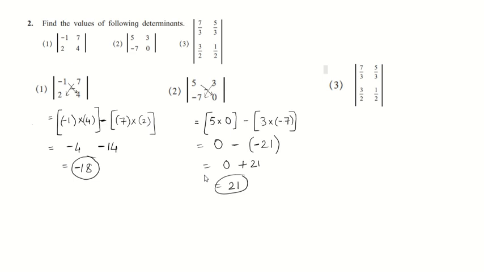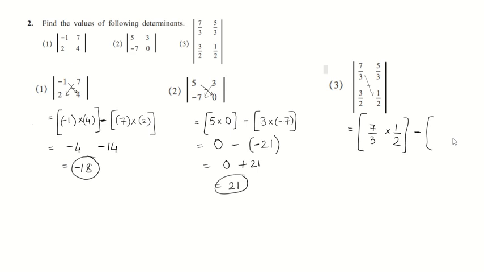Solving the third one. Let's solve this one. It is equal to 7 upon 3 into 1 upon 2. Take this in a bracket. Minus 5 upon 3 into 3 upon 2. So here 3 into 2 is 6. 7 into 1 is 7.